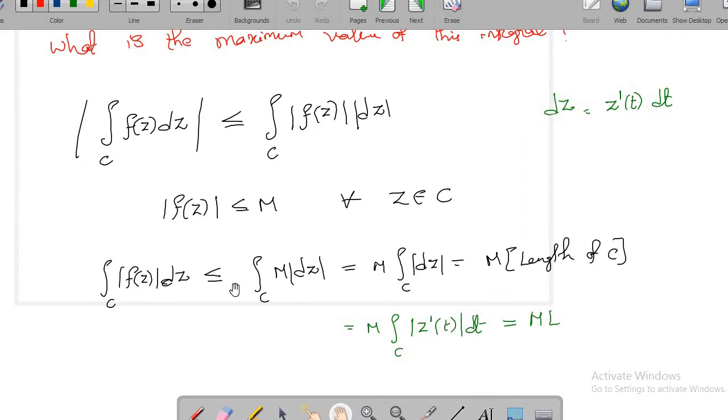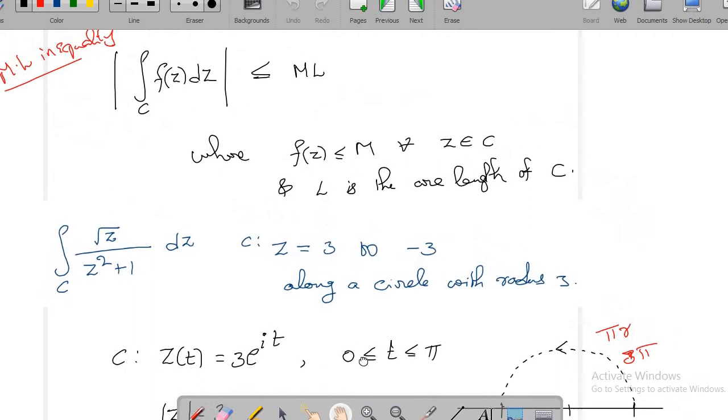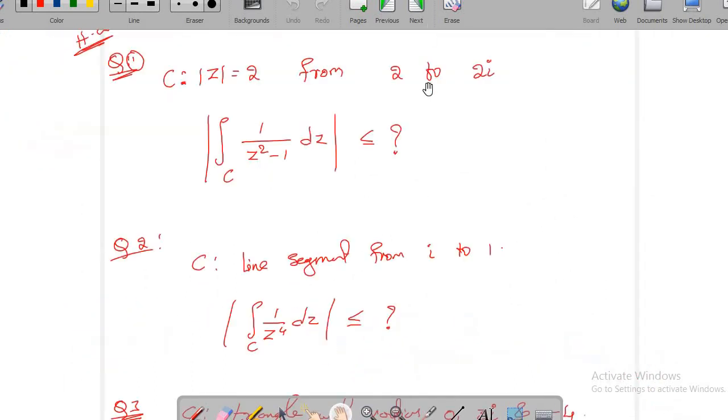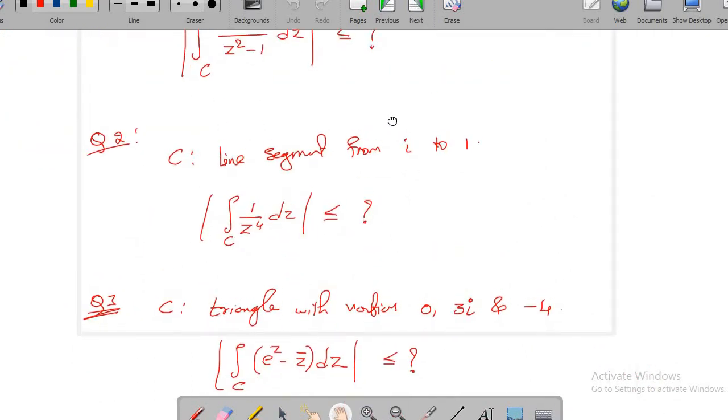Why? Because if you know the maximum value of the function on the curve, and you know the arc length L, then you can say the absolute value of this integral is always less than or equal to M times L. That is the maximum value of the function times L. Remember, it's not the global maximum of the function. On that curve, this is the maximum value that our function takes. Okay, so be careful. And we did some problems and I gave you some work. I hope you have done it.